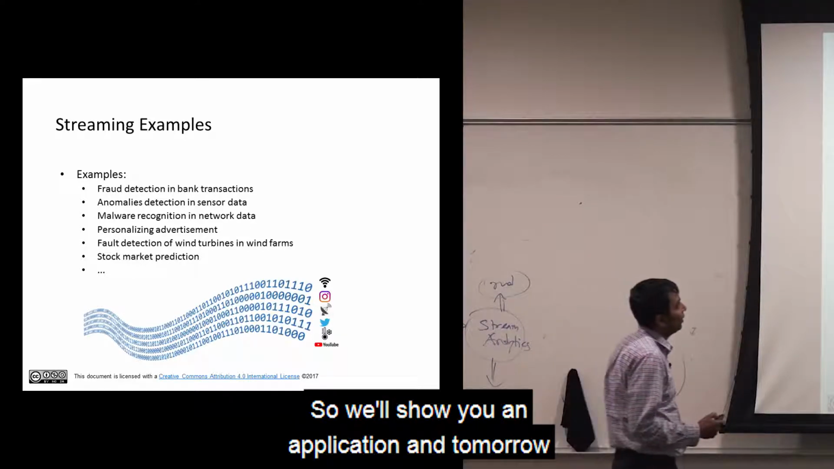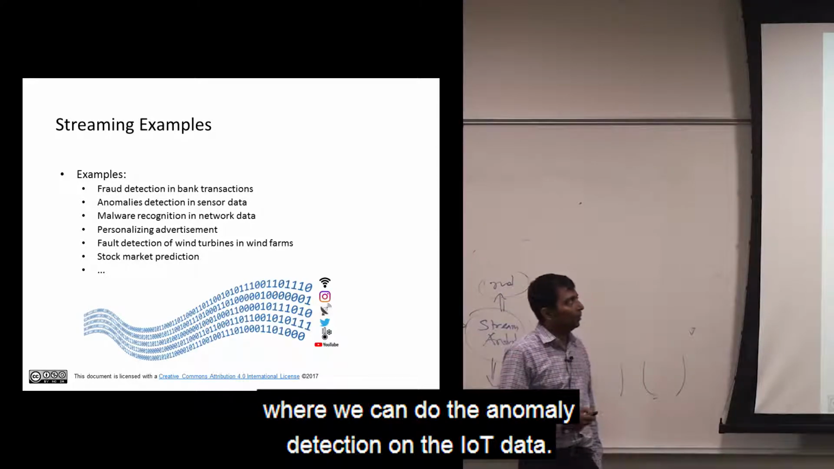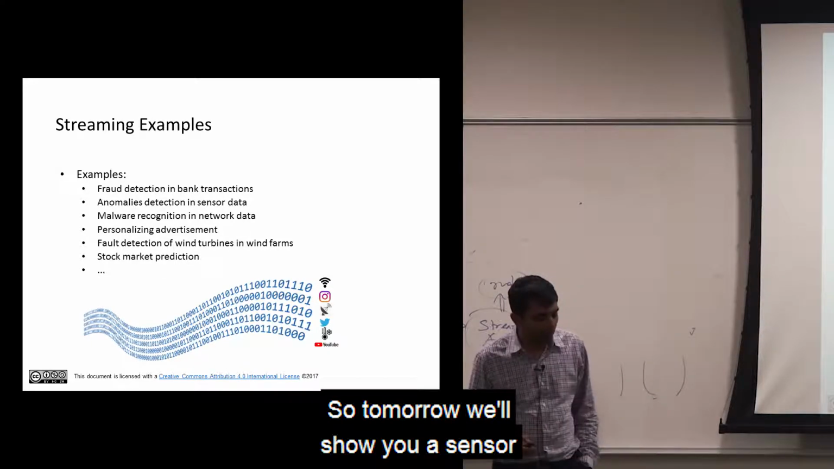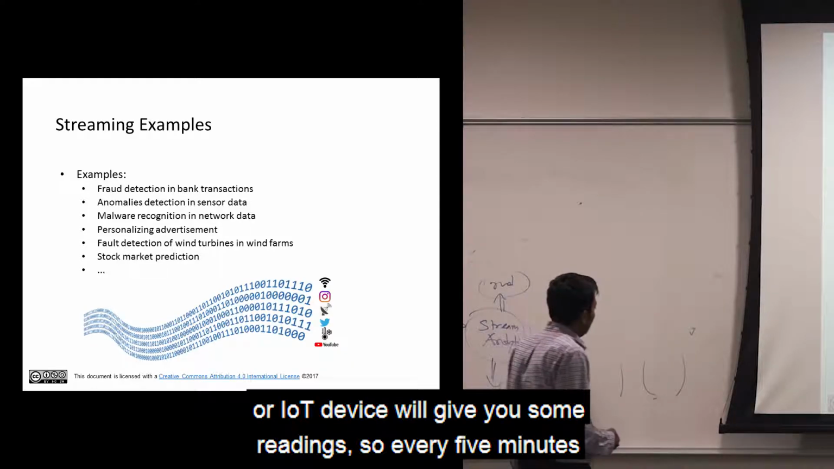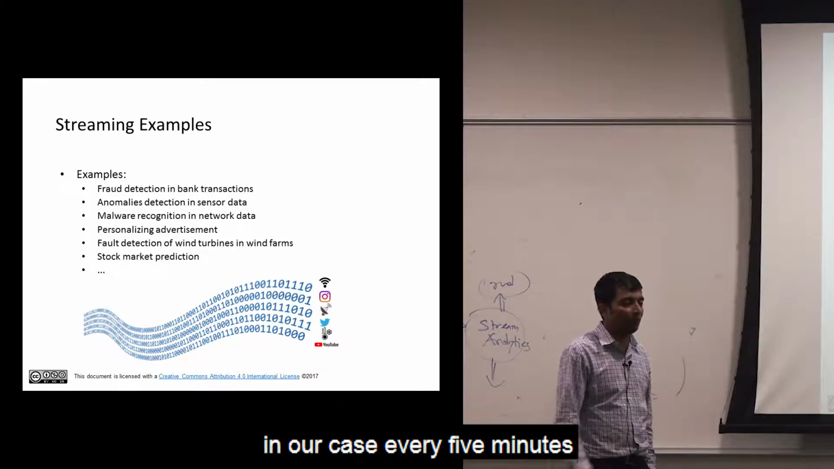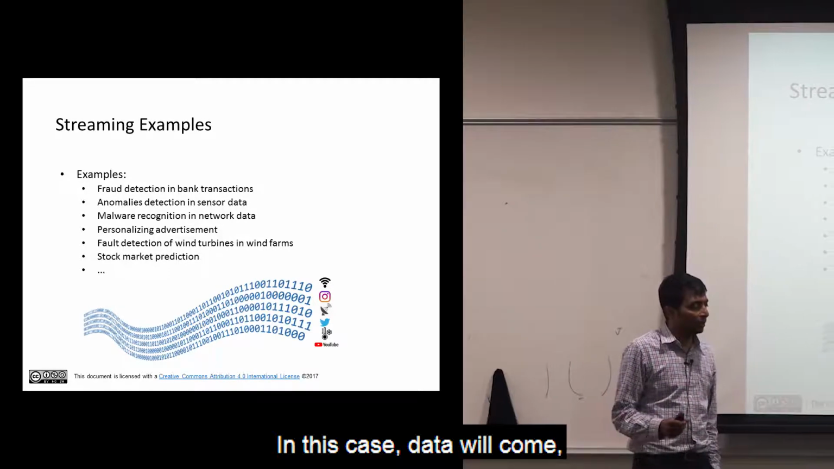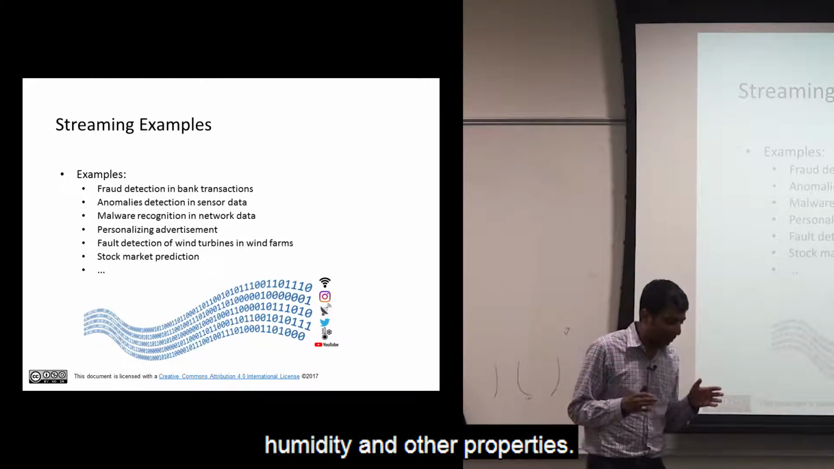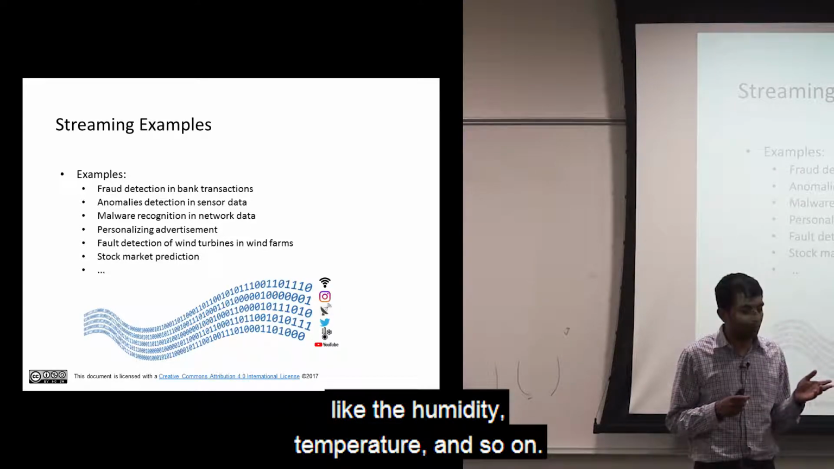We'll show you an application tomorrow where we can do anomaly detection on IoT data. So tomorrow we'll show you a sensor or IoT device that will give you some readings. Every 5 minutes in our case, but you can configure it to every second, you can get the data. In this case, the IoT device will capture the temperature, humidity, and other properties. So it will give you 4 readings, like the humidity, temperature, and so on.